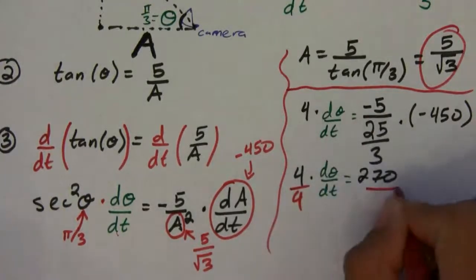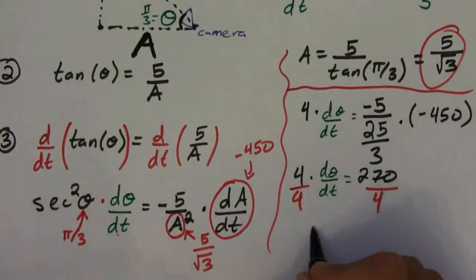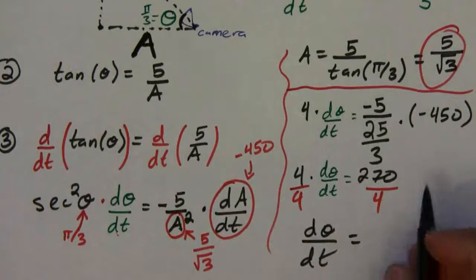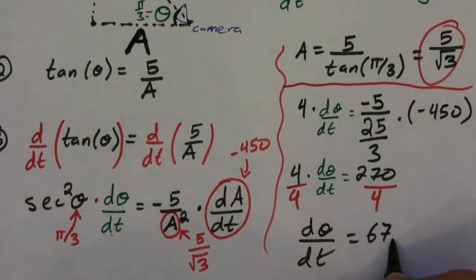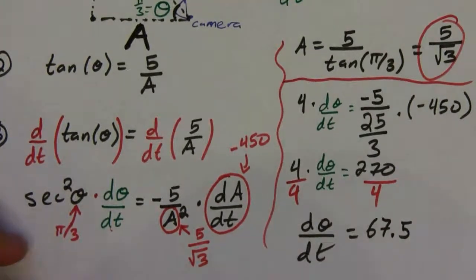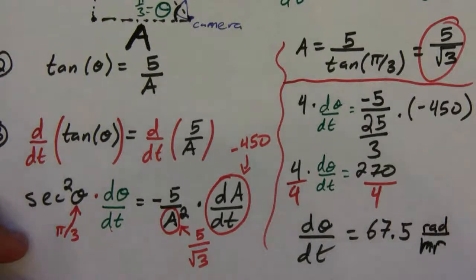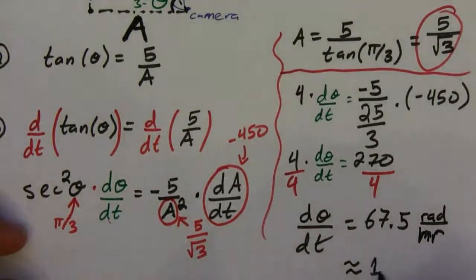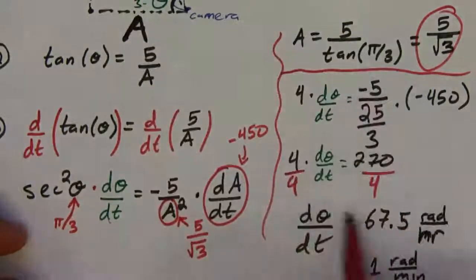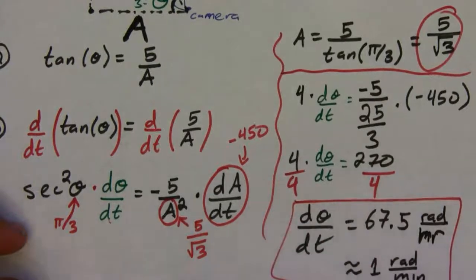And last but not least, divide by 4 on both sides, and I get that d theta over dt is equal to 67.5. And this is going to be 67.5 radians per hour, which is about, we can think of it as 1 radian per minute for that plane to stay inside of the camera. And that's it.